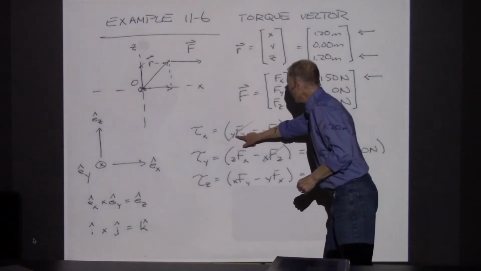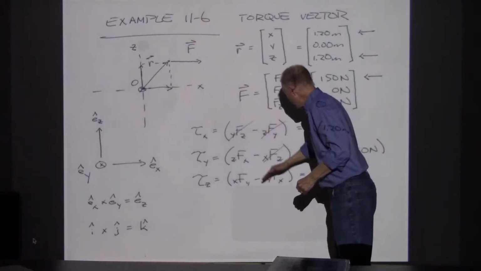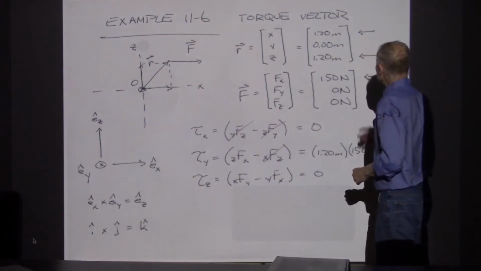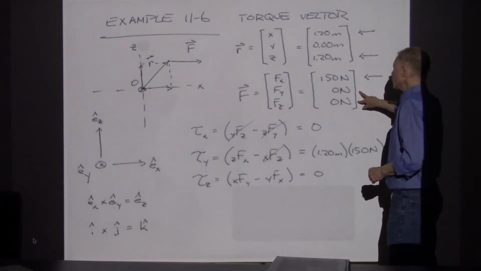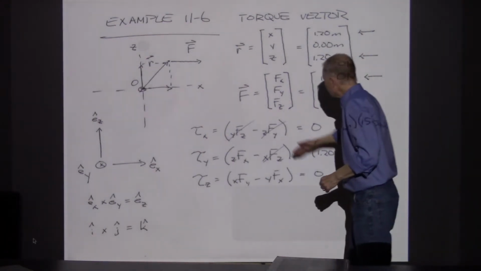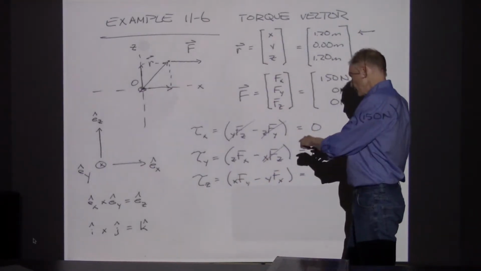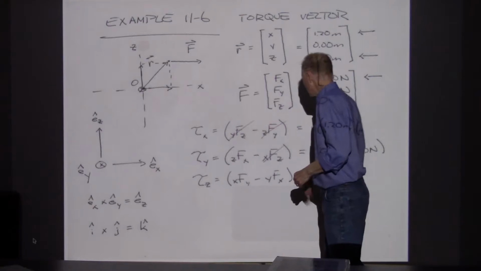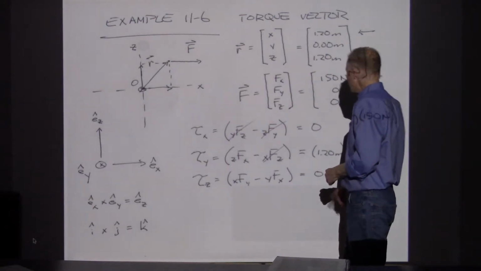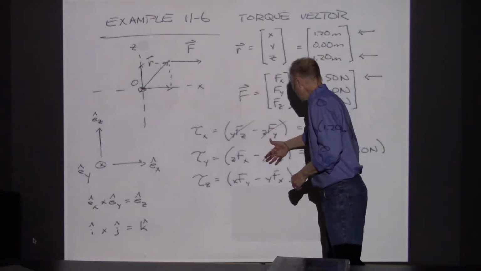Okay, so when y is equal to 0, that term goes out. Here, the force y and force z go away. So force y I can cross out, so that bottom one's gone. The top one's gone. And then force z is also 0.